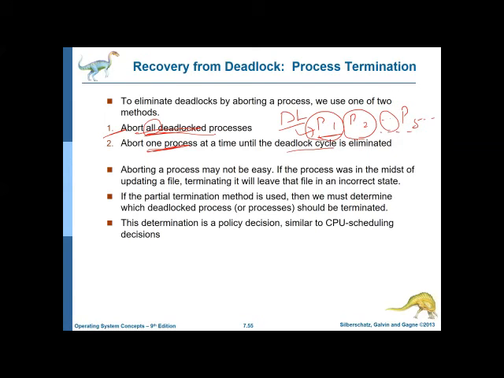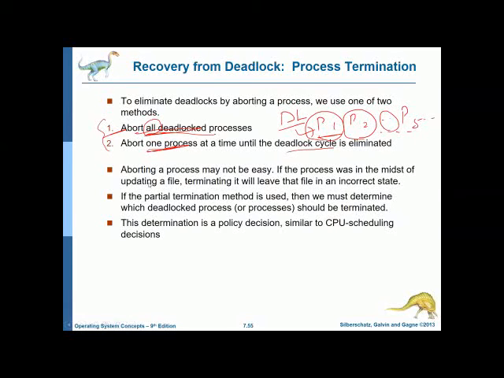Some overhead is involved here also. The deadlock detection algorithm must be invoked every time to detect whether any of the processes are still in a deadlock state. In the previous one, once we run the algorithm, we get the list of deadlocked processes and we can eliminate all of them. But in the second one, every time we have to check whether a deadlock is there, and only then can we eliminate the cycle one by one. So these are the two ways of terminating a process: aborting either all of them or one process at a time.